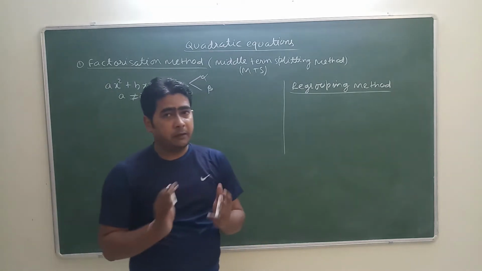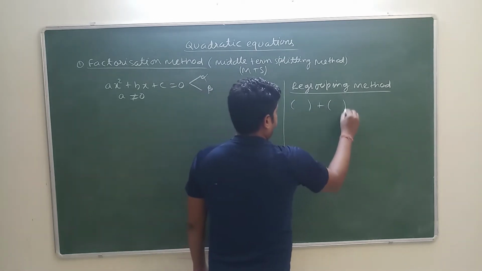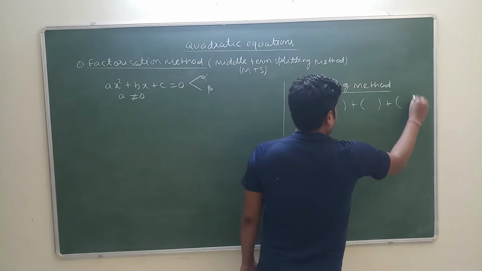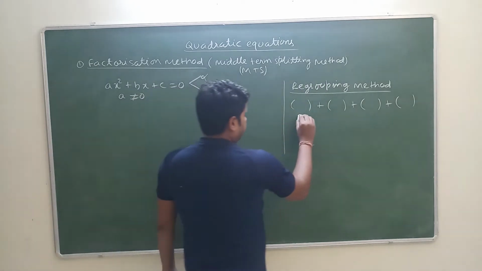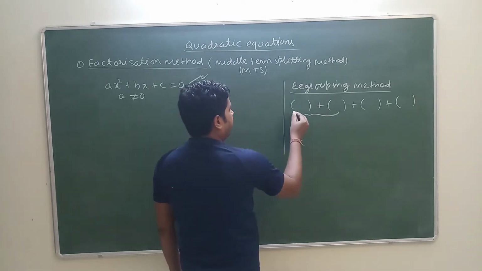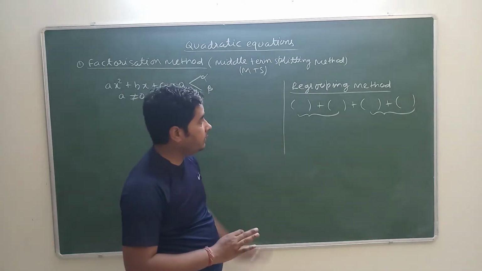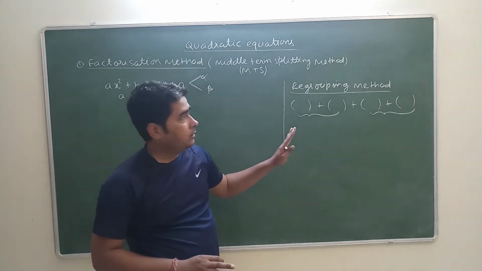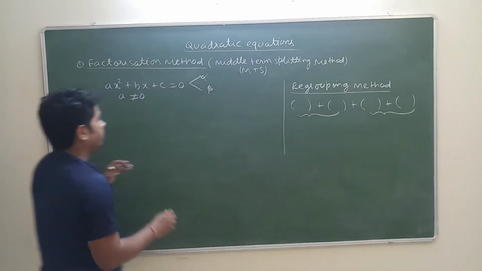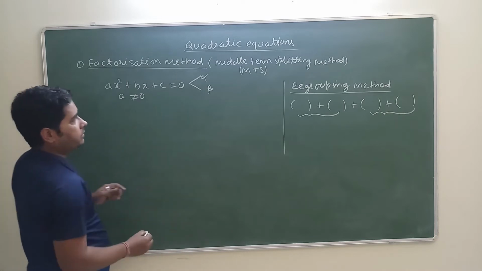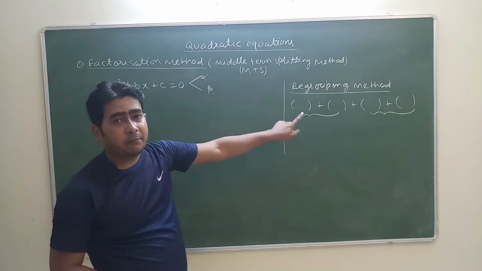Number of terms should be even means, suppose there are 4 terms. These are 4 terms, so the number of terms is even. From the first 2 terms, if we can take something common, and from the last 2 terms, if we can take something common, then there is a possibility that we can factorize these 4 terms. That is actually the working rule of middle term splitting. If this is the quadratic equation, there are 3 terms. The number of terms is odd, so we cannot apply that method directly.